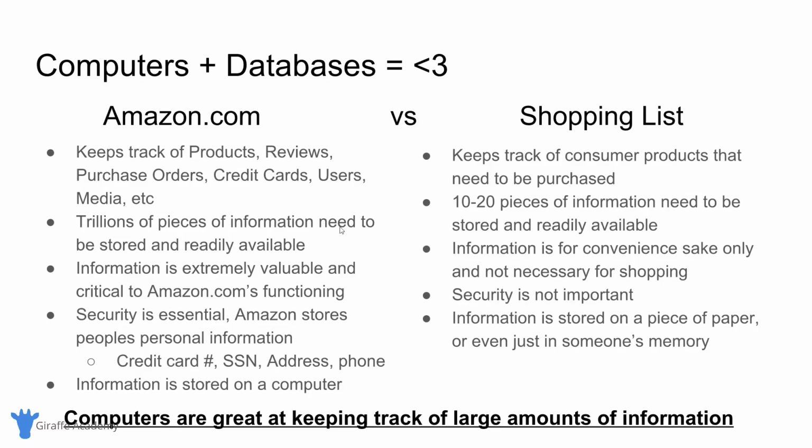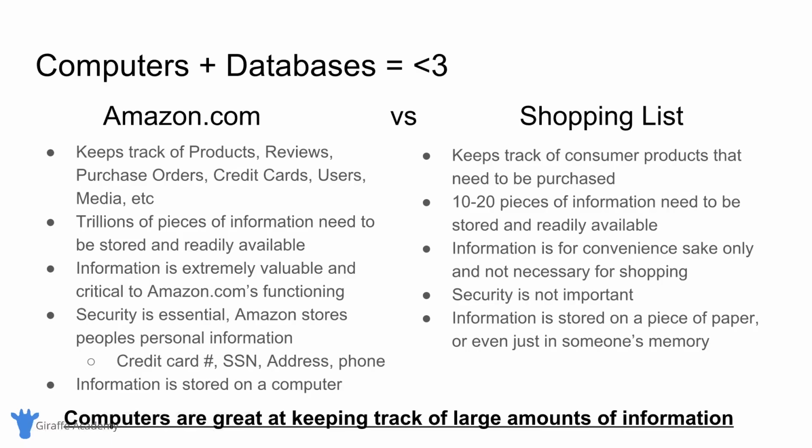A shopping list, on the other hand, the information is for convenience sake only, right? It's not absolutely necessary for shopping. Like if you didn't have a shopping list, you could still go to the store and for the most part, you'd be able to find everything that you need. Also with the shopping list, security is just not important at all, right? If you drop your shopping list on the ground, if somebody else was to pick it up and look at it, it's not a big deal. It's a shopping list.